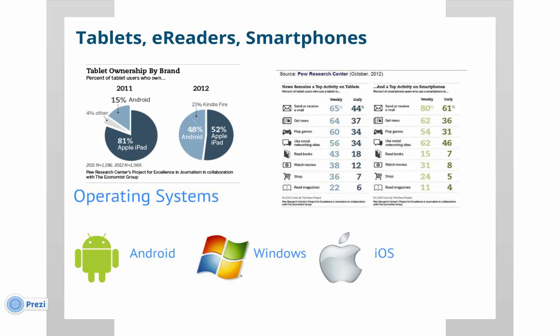According to the Pew Research Center, getting news remains a top activity on tablets, followed by playing games, using social networking sites, reading books, and watching movies. Smartphones are similar, with 61% of users sending or receiving email daily, with more people using social networking sites than getting news or playing games.